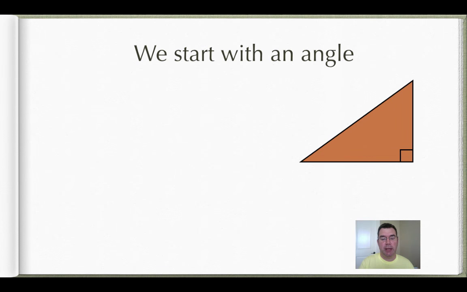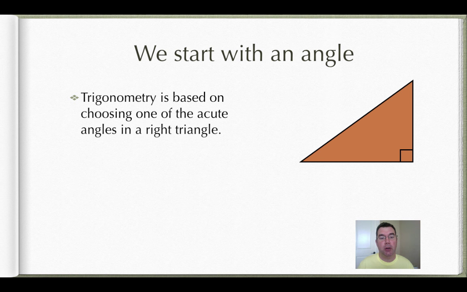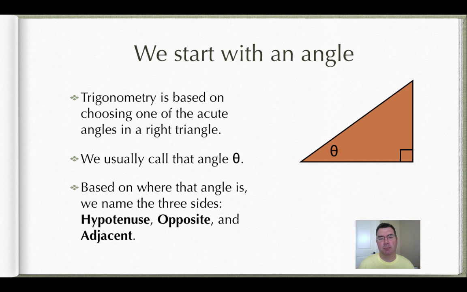We're going to start with an angle in a right triangle. That's what all trigonometry is based on. It's based on right triangles and picking one of the acute angles, not the right angle, but picking one of the acute angles that's in that right triangle, and we're going to call that angle theta. That's a Greek letter. So once we start talking about angles, we don't use the typical alphabet anymore. We switch to the Greek alphabet, usually. Some people will use the regular alphabet for everything.